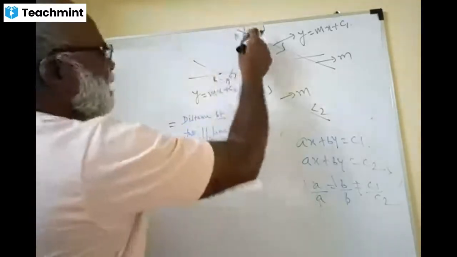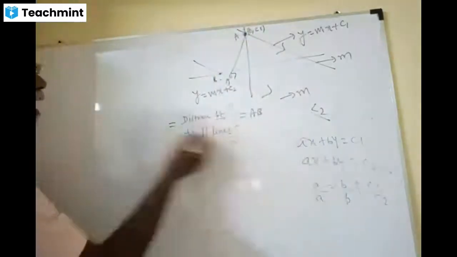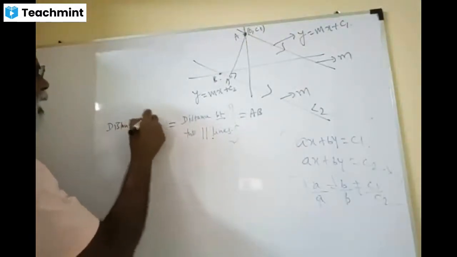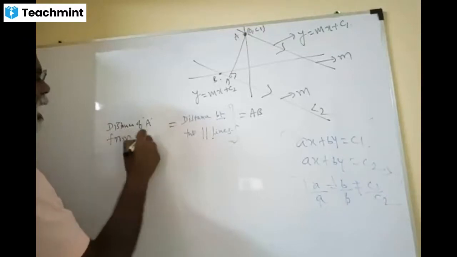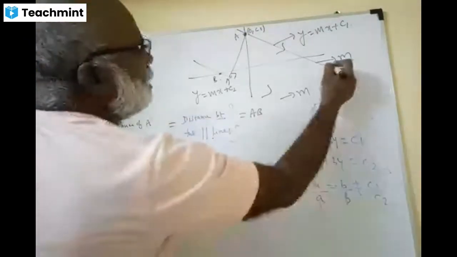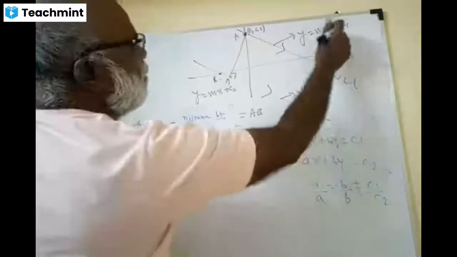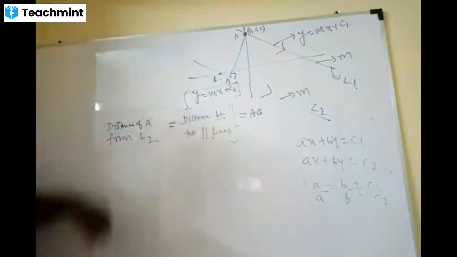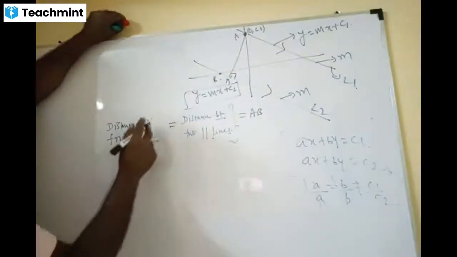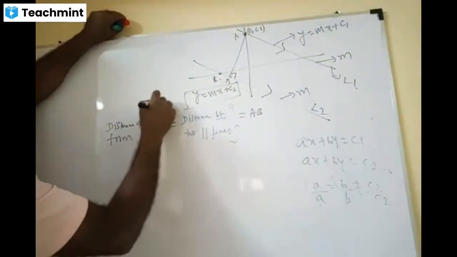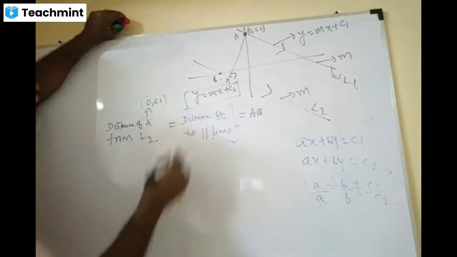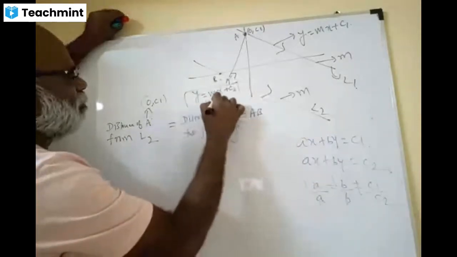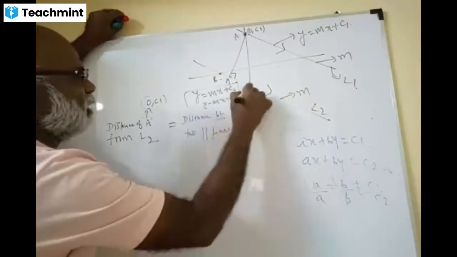So now you can say that the distance between the two parallel lines is the same as the distance of A from L2. This is L2, this is L1. L1 equation is this, L2 equation is this. So how do you write point A? Point A is (0, c1). In the equation y is mx plus c2, we write it like this: y minus mx minus c2 equal to 0.